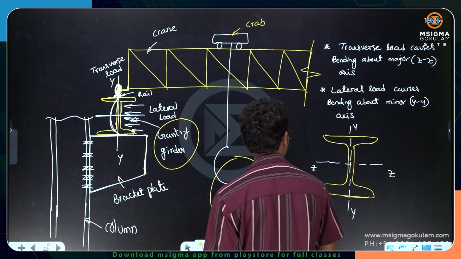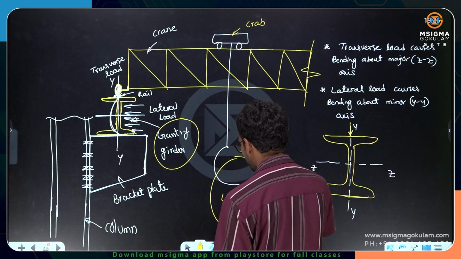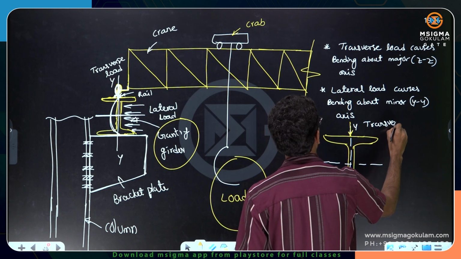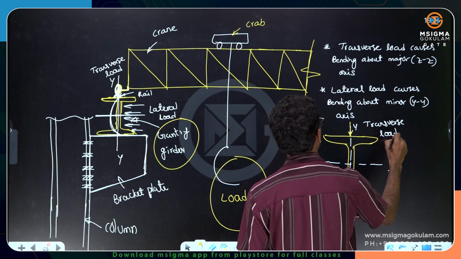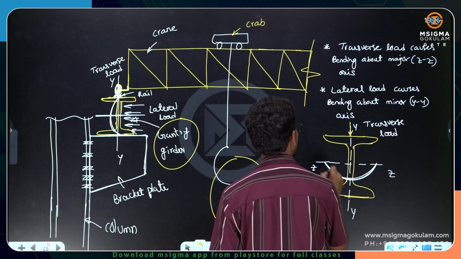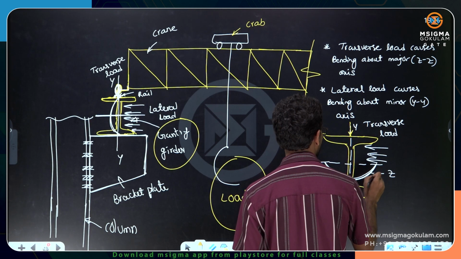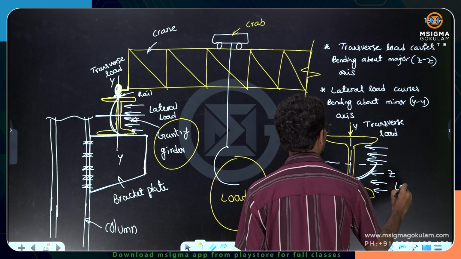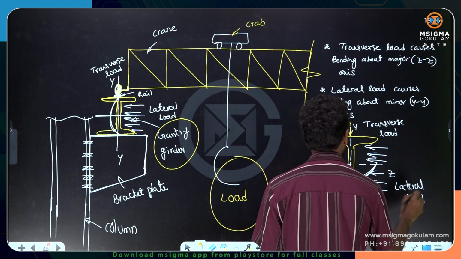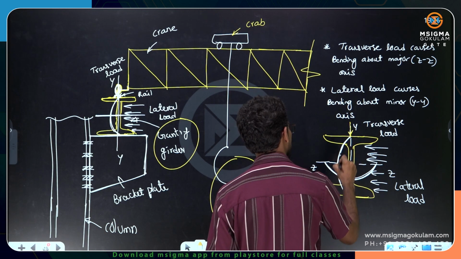So understand, dear friends, any load which is parallel to the transverse direction is the transverse load, which causes bending about ZZ axis. Transverse load causes bending about ZZ axis. Now one more thing, understand, this is the lateral load. This lateral load causes bending about YY axis. Lateral load causes bending about YY axis.